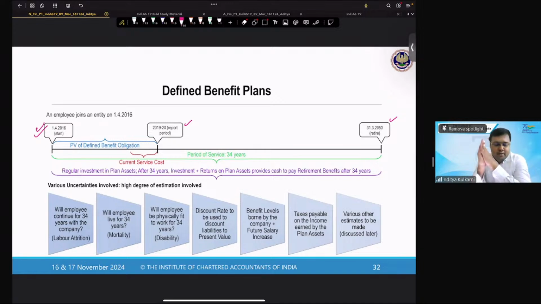So in 19-20 that person is doing the work for 1 year. So his regular salary, short-term benefits and all get accounted. But now I need to account for gratuity. I need to account for pension, whatever is there in line with the employment terms, which I will be paying after this period, after 31st March 2050. But now if I have to count that, the first question that will come: is he going to be with us for 34 years? Yes or no? Is it a certainty or is it an uncertainty? Uncertainty. Will he stay with the organization for 34 years?